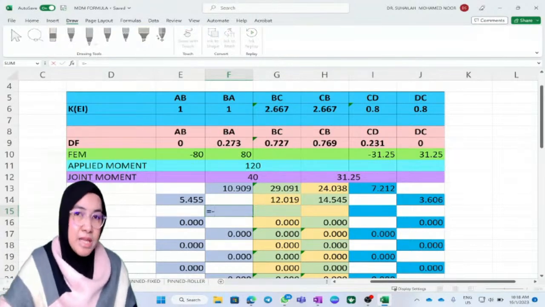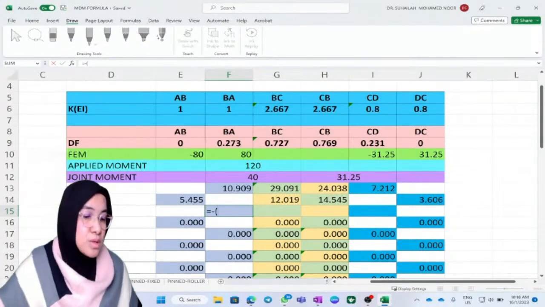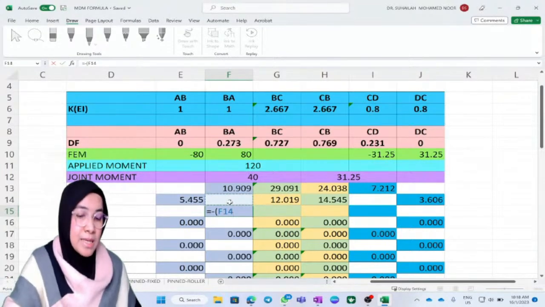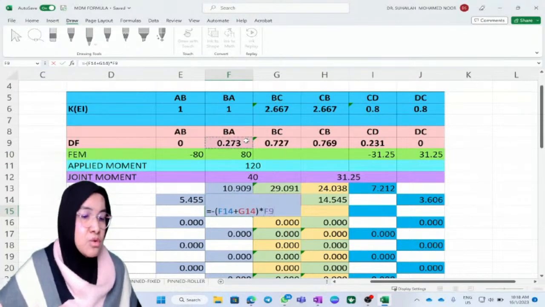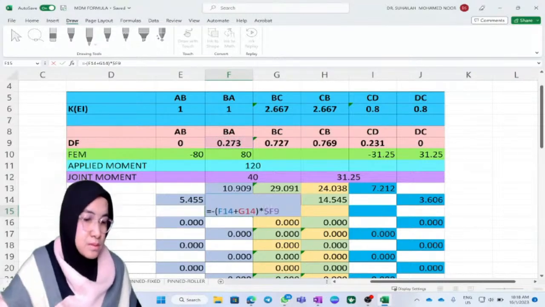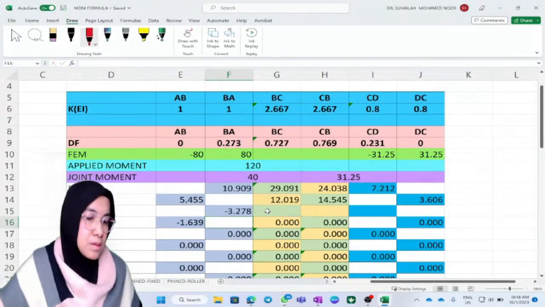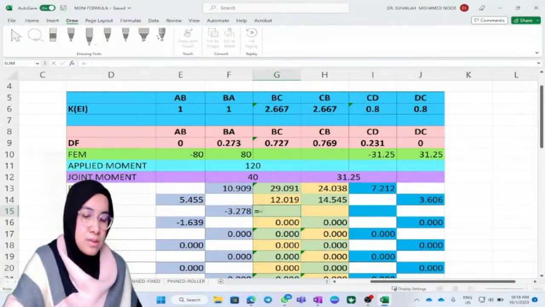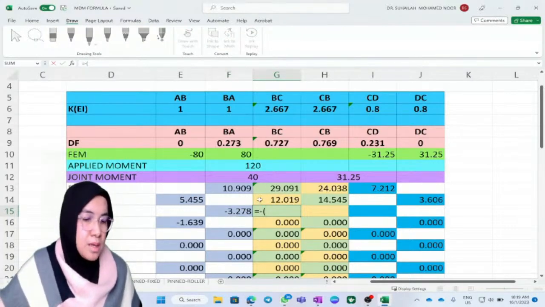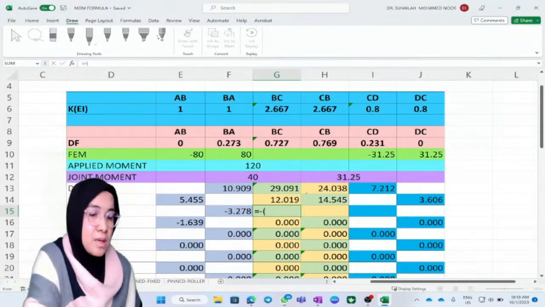So I put negative to represent joint moment here. So total is 0, BA plus BC. BC is 12. So we have to times with the factor, the factor is 0.273. So we get negative 3.278. We should get negative because the joint moment is opposite with 12.019, this one.